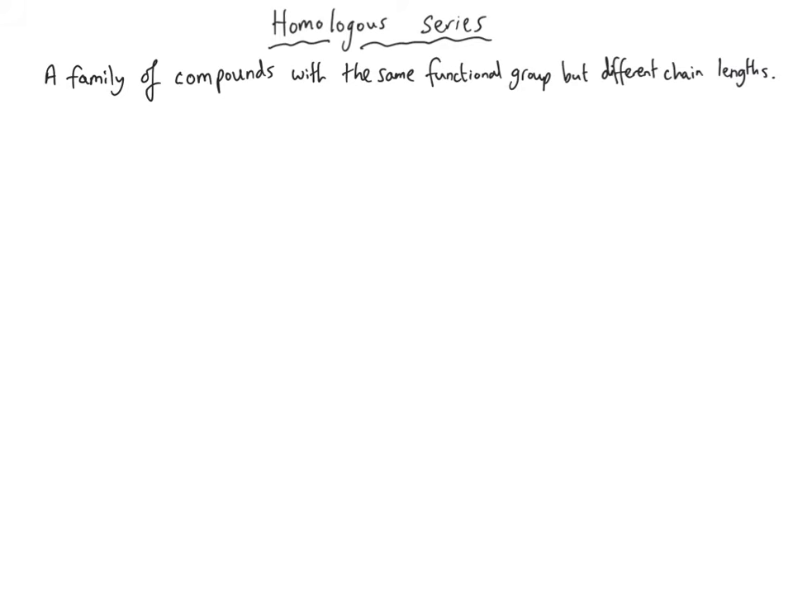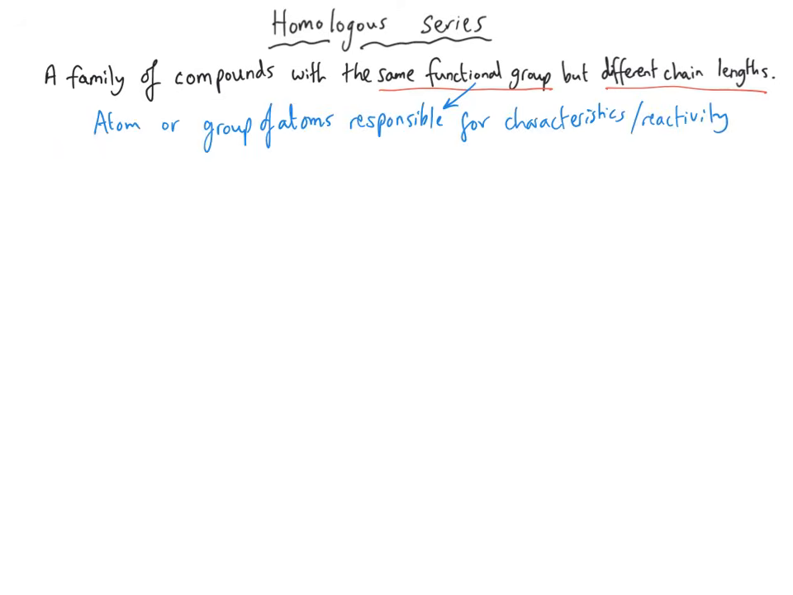Let's move on now to look at something called homologous series. Now this is a family of compounds that have all got the same functional group, but different chain lengths. Now I've been using the word functional groups before, and what a functional group is, it's the atom or the group of atoms that are responsible for the characteristics of the molecule, or perhaps most pertinently, the reactivity of the molecule. We'll have a look at each family in turn, but let's just give a few examples of these families.